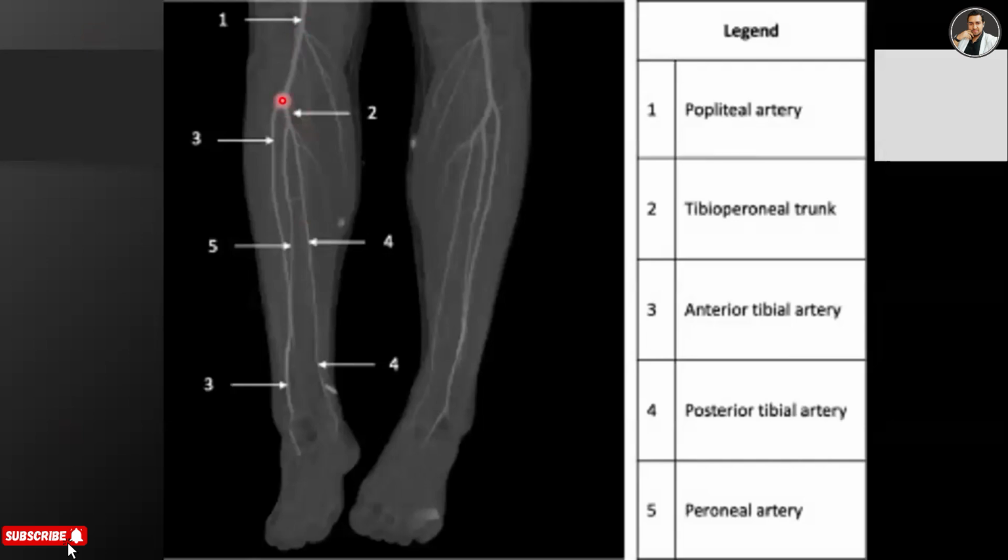Then we come to the tibioperoneal trunk. These three are the anterior tibial artery, this is the posterior tibial artery, and this is the peroneal artery. Now we see some pathologies.